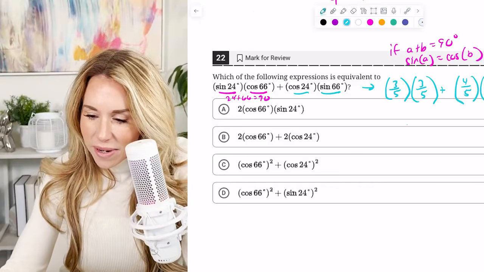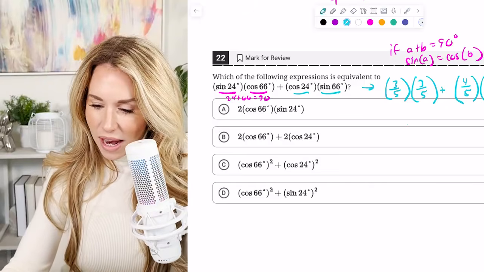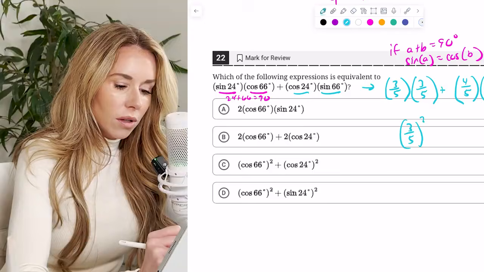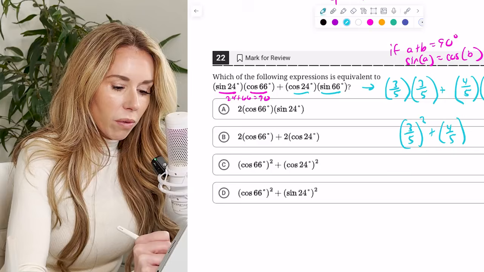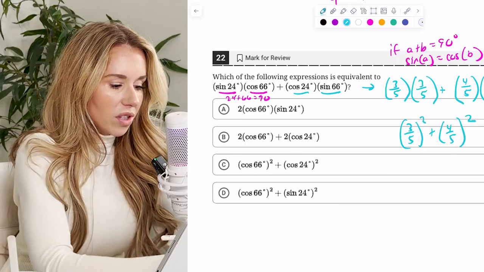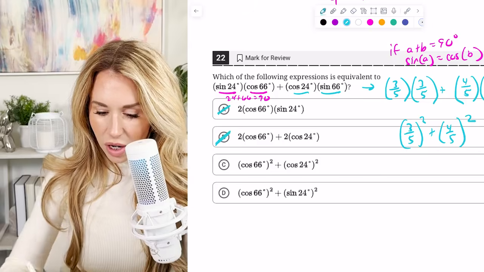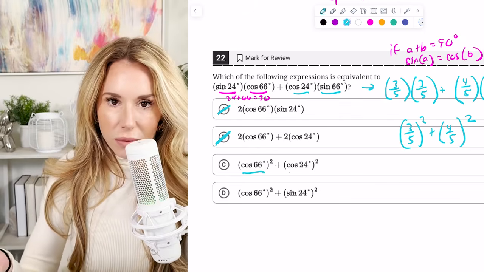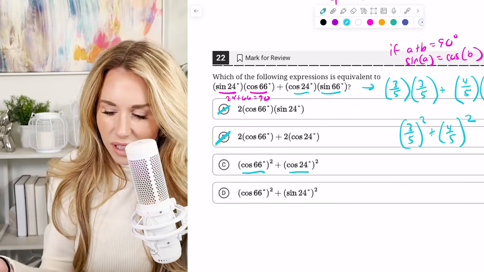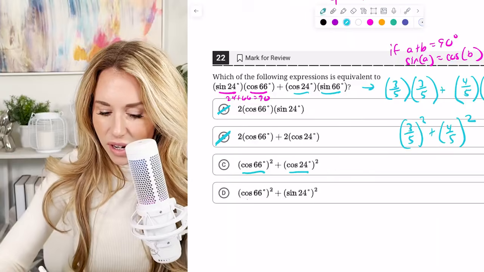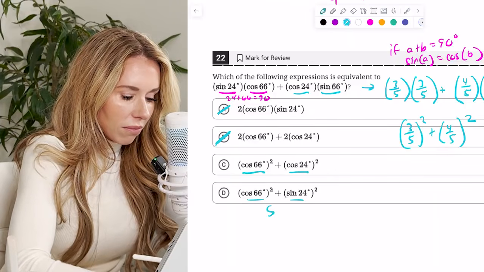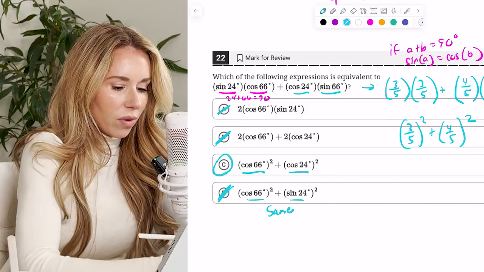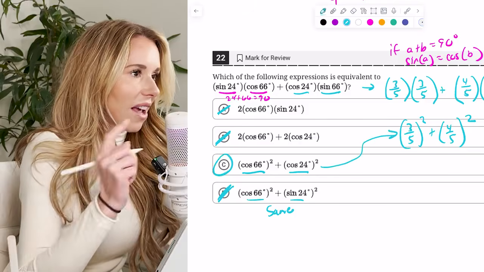So what happens? Well, we end up just squaring them, right? So we get 3/5 squared plus 4/5 squared. What would be the same as that? Well, not multiplying by 2. So cosine of 66 is going to get us 3/5. Cosine of 24 is going to get us 4/5, or vice versa. These would be the same according to the complementary angles rule. So we need this one, because this basically would get us that situation.